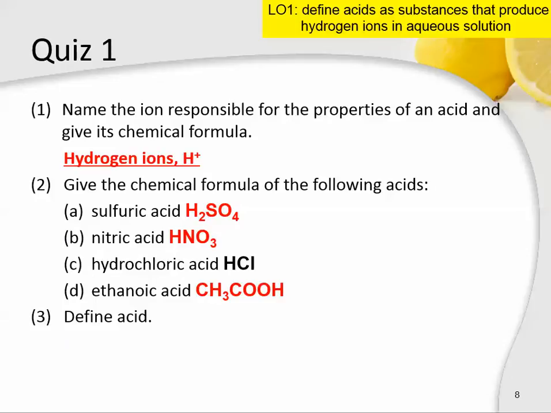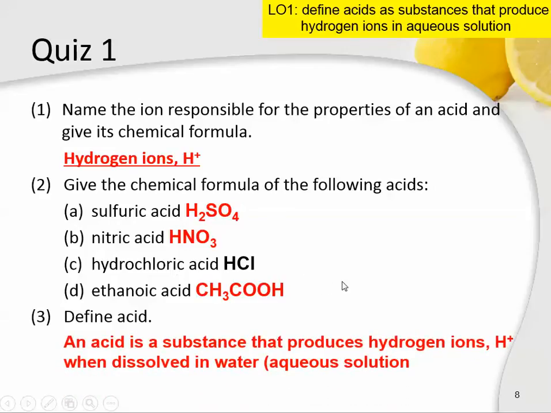Okay, welcome back. Now, name the ion responsible for the properties of an acid and give its chemical formula. The question is asking you about the name of the ion, so you must write hydrogen ion, spell it correctly, and give its formula H+. Now, give the chemical formula of the following acids: sulfuric acid H2SO4, nitric acid HNO3, hydrochloric acid HCl, and ethanoic acid CH3COOH. You need to remember the formulas of acids which are commonly used.